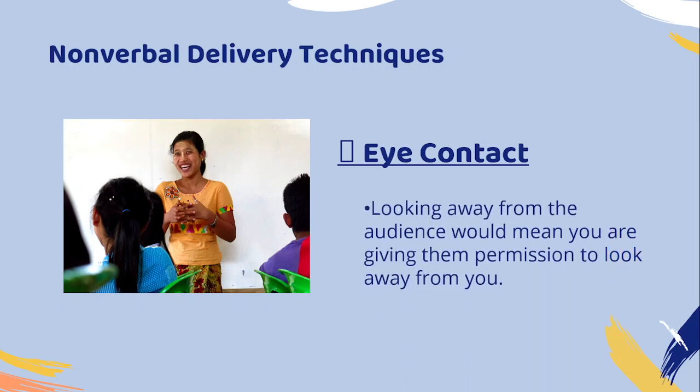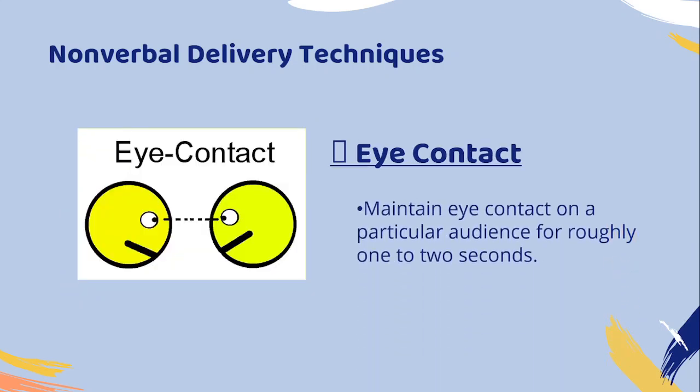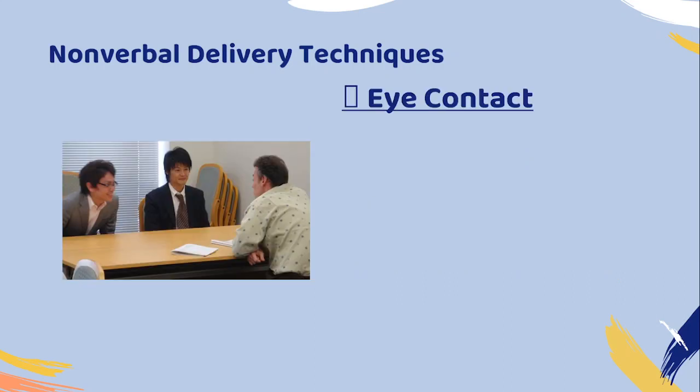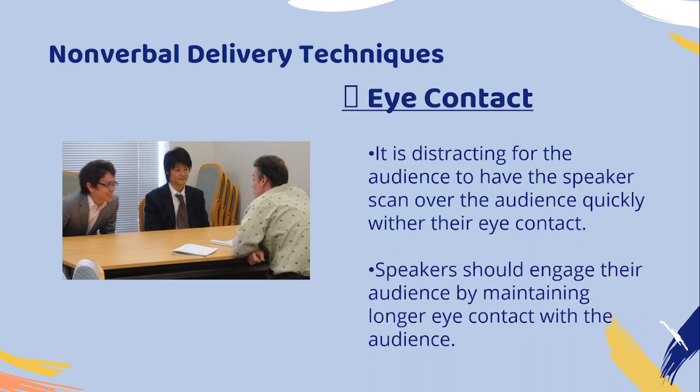Looking away from the audience would mean you are giving them permission to look away from you. The speaker wants the attention of the entire audience for the entire presentation. Maintain eye contact on a particular audience member for roughly 1 to 2 seconds. It is distracting for the audience to have the speaker scan over the audience quickly and wither their eye contact. Speakers should engage their audience by maintaining longer eye contact with the audience. They should avoid looking at anyone in the audience who might make them laugh.